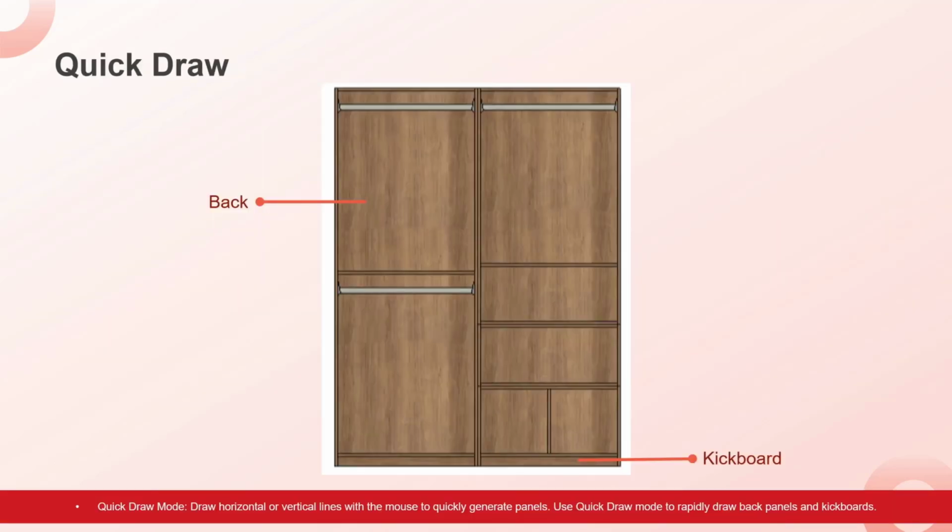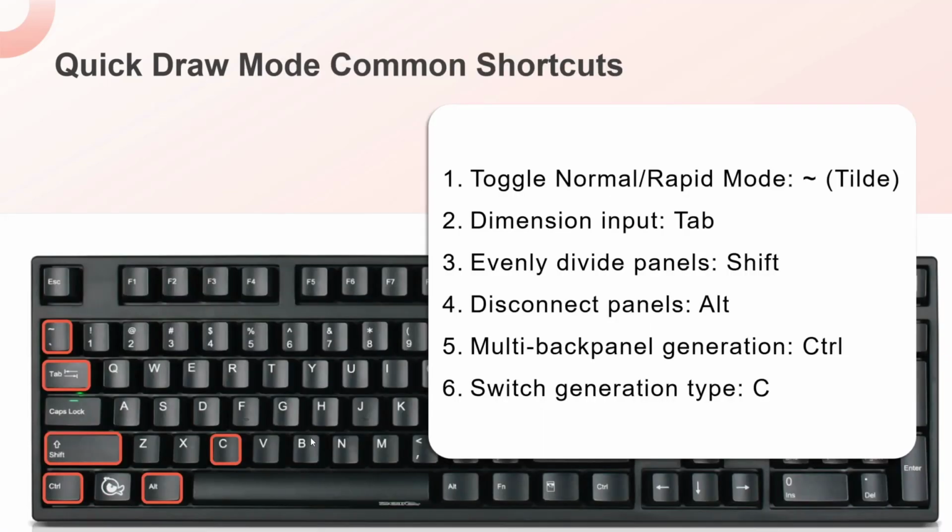Now let's go to draw the back panel for this cabinet. To draw this back panel, we are going to use the quick drawing method. For the quick drawing mode, we have some shortcut keys for you. The first is this wave line, and you can click it on the keyboard. You can use this to switch between the normal mode and the quick mode. And the second one is the Tab key. You can use this one to change the dimension input.